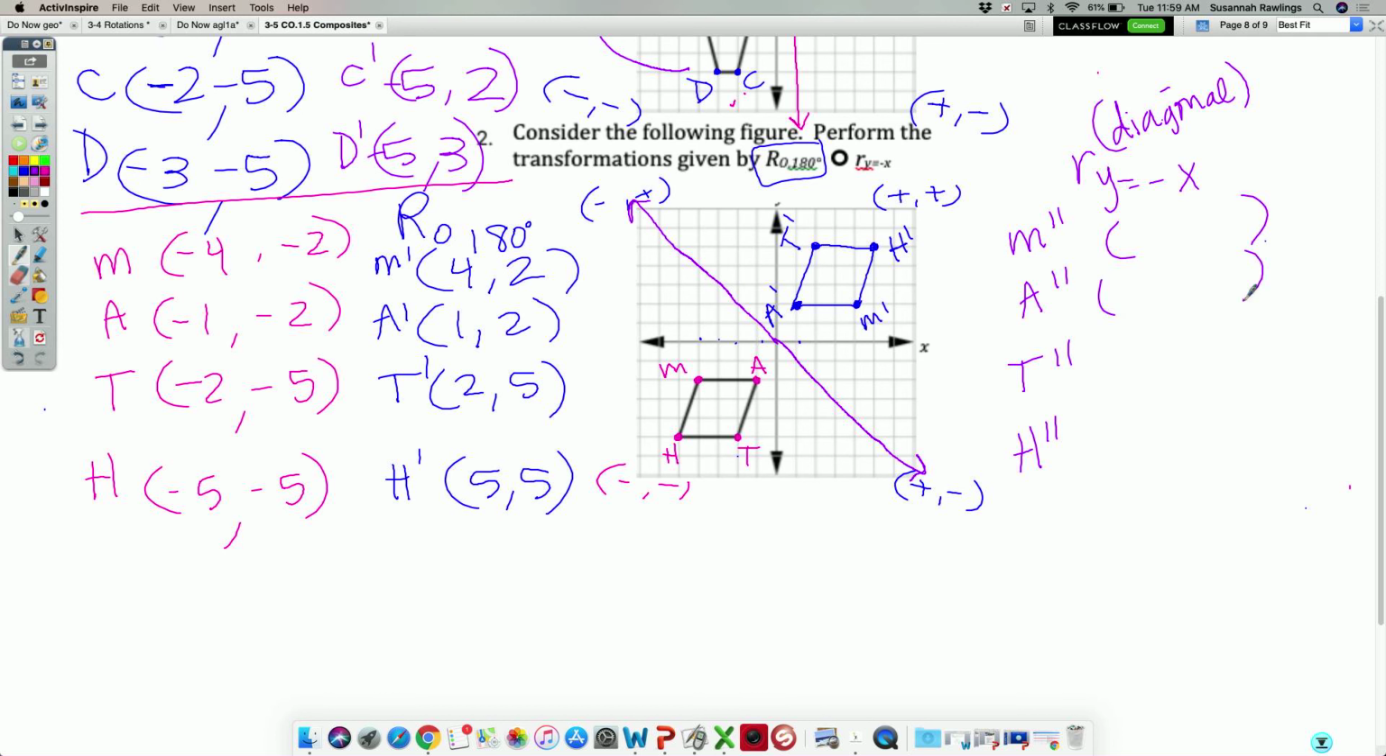Let's go ahead and get our points ready. So I do know that they're all going to be negatives, just like logically thinking through that. And then what do we do for y equals x? What do we do for that rule? What did we do on the last page? We take those points and we do what with them?